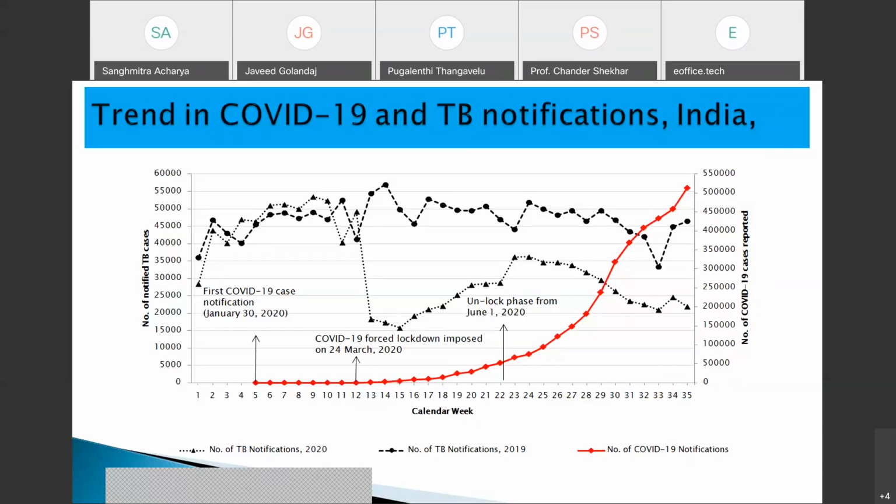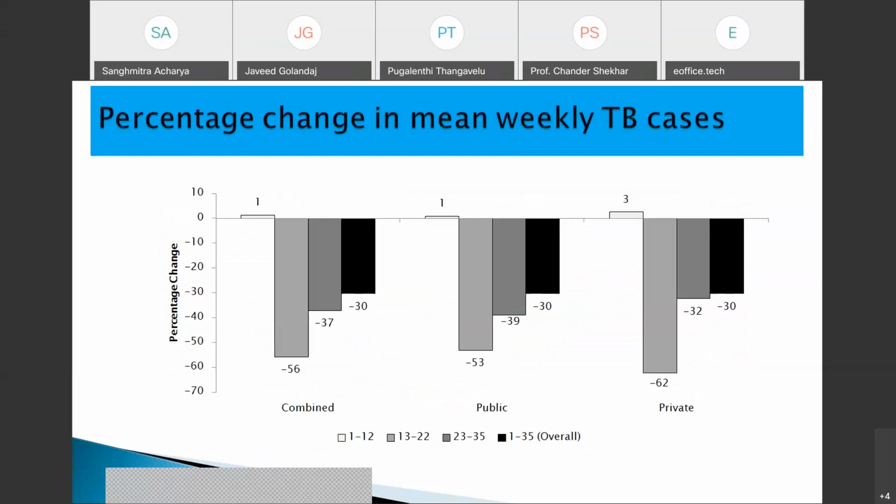But when the lockdown was imposed, a drastic decrease was reported, from around 45 to 50,000 TB notifications per week. It decreased to around 15 to 20,000 per week. Then the decrease continued throughout the lockdown up to May 30. And after May 30, some improvements were observed in the notifications of tuberculosis cases. But even after lockdown was removed, the number of cases reported was still very low compared to 2019. This is the total percentage decrease we have observed in TB notifications compared to 2019 data.